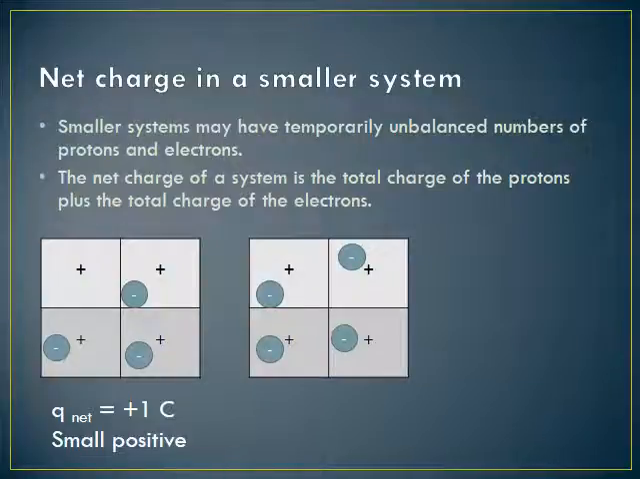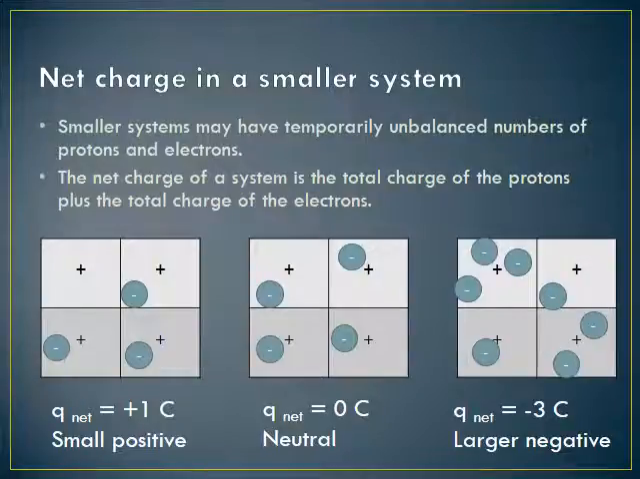We could have another system that looks like the following, right? Same insulator, but this time we have 4 protons and also 4 electrons. In this case, the net charge, or the Q net, is 0 coulombs, or neutral, because we have exactly the same number of protons as we do electrons.